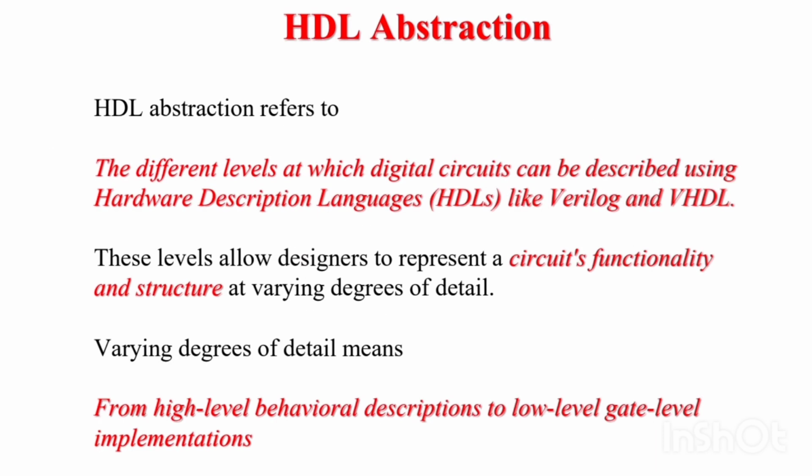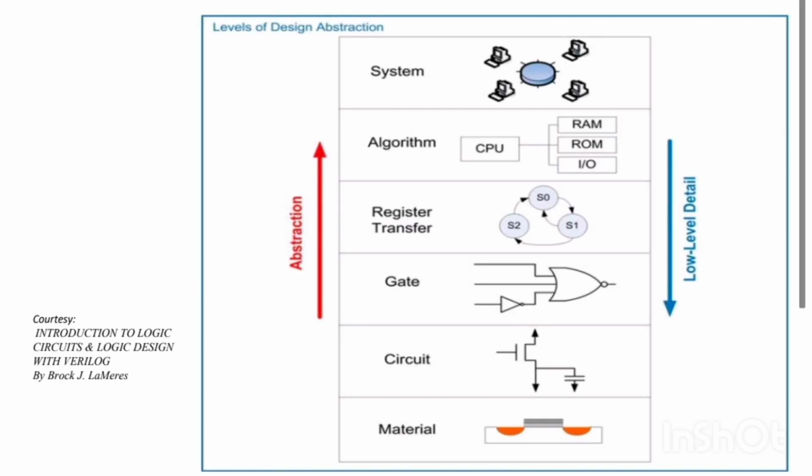The different levels at which a digital circuit can be described by using HDLs are basically referred to as HDL abstraction. The highest level of abstraction is the system level, and at this level the behavior of the system is described by stating a set of broad specifications. For example, at this level the specification can be like the computer system will perform 10 tera floating point operations per second in double precision data and consume no more than 100 watts of power.